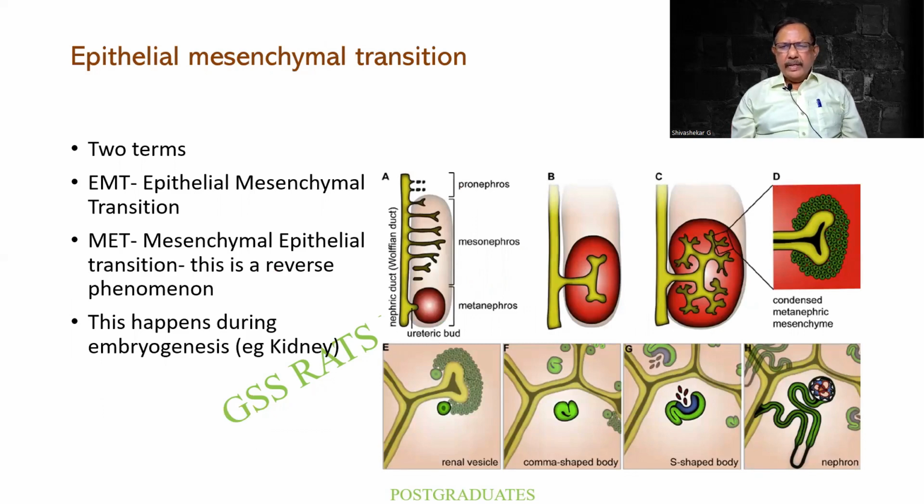The epithelial mesenchymal transition: this picture I have shown you already. So there are two terms, one is EMT, the other is MET. This happens during the embryogenesis of the kidney. I have already explained this. I have put the picture side by side so that you people recollect what has been said.